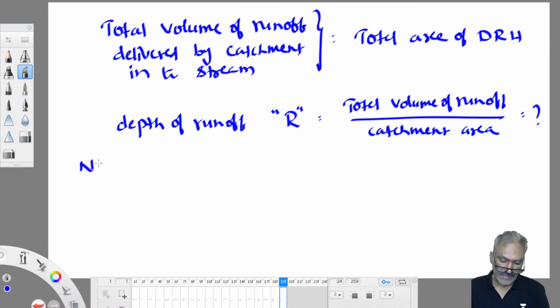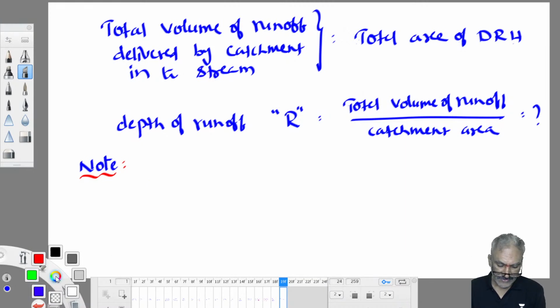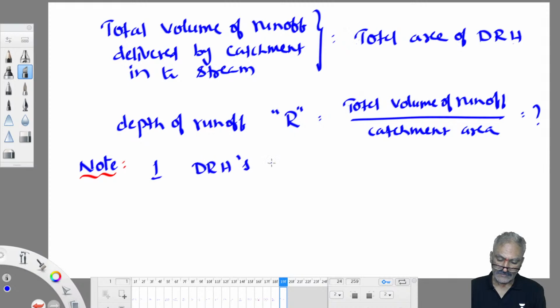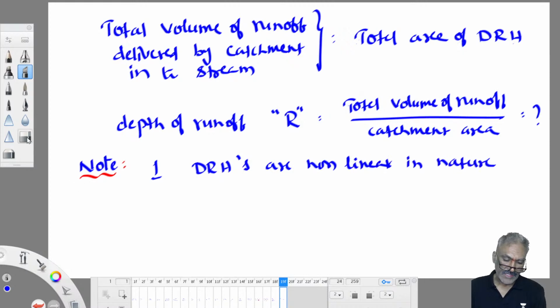But most of the time it is non-linear in nature. Therefore, to make your life simple and easy in exam, the direct runoff hydrograph is taken in the form of a triangle or a trapezoid, something like that. Note: direct runoff hydrographs are non-linear in nature. Therefore, measuring area under the curve is difficult. That is note 1.